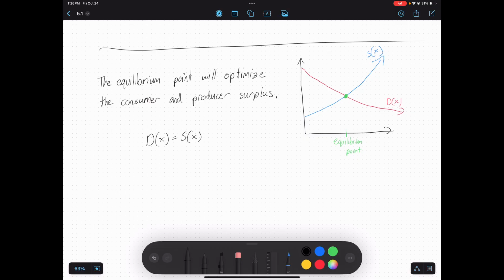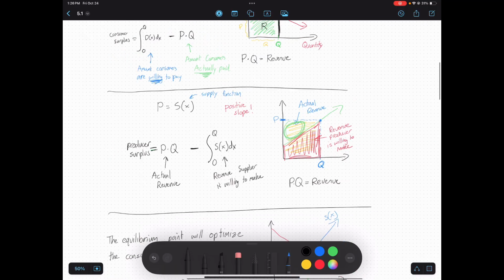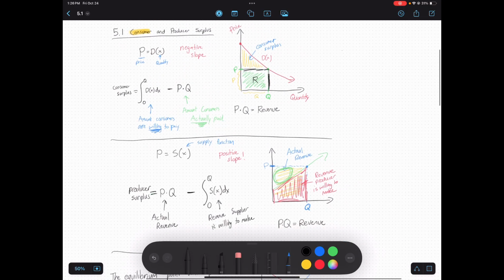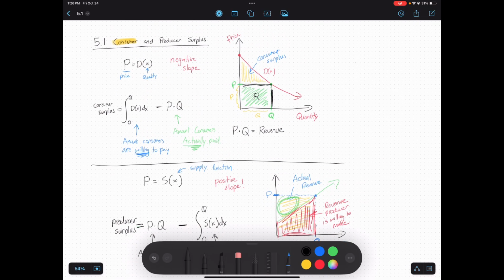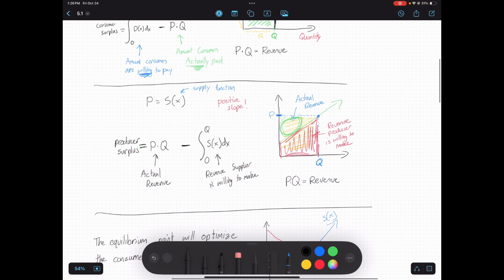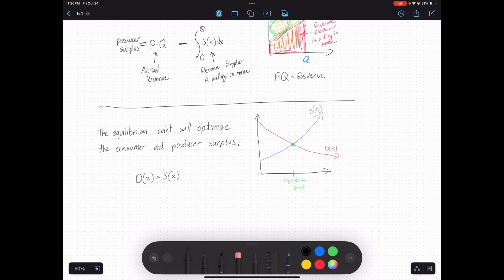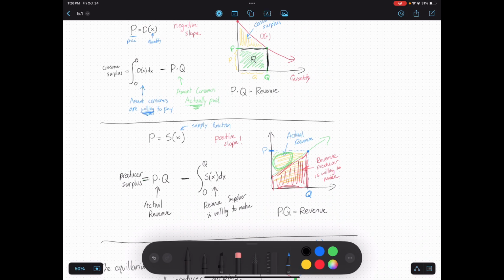Okay, so that's the concept behind producer and consumer surplus. Go ahead and start on the homework. Try a few of the problems out. They're actually all the same. All of them have the same format. It'll give you a demand equation, a supply function, and it'll have you find the equilibrium point and then calculate both the consumer surplus and the producer surplus. So go ahead and try them out.